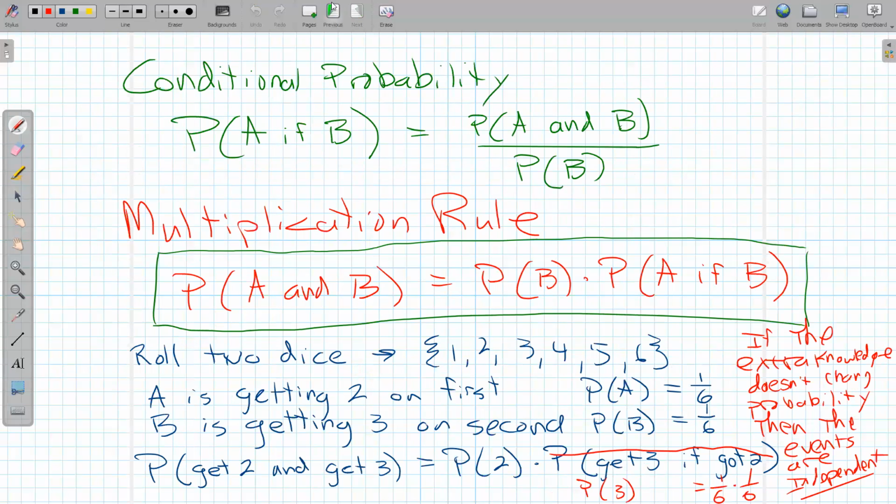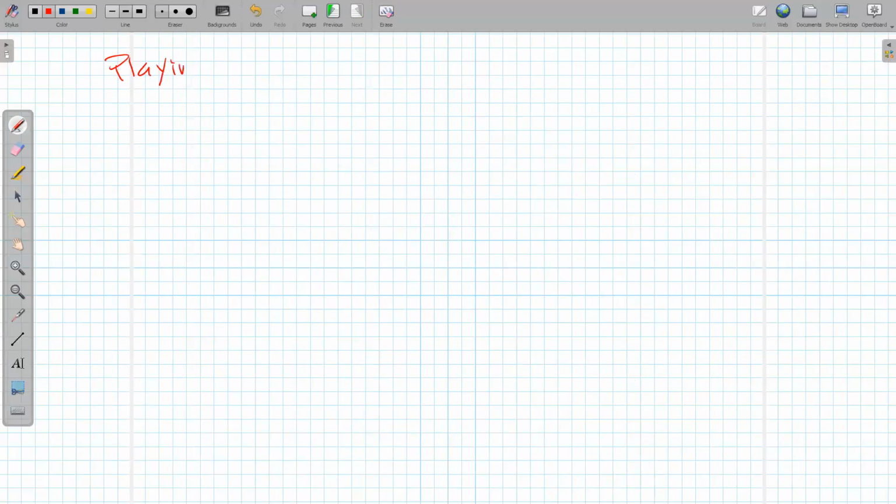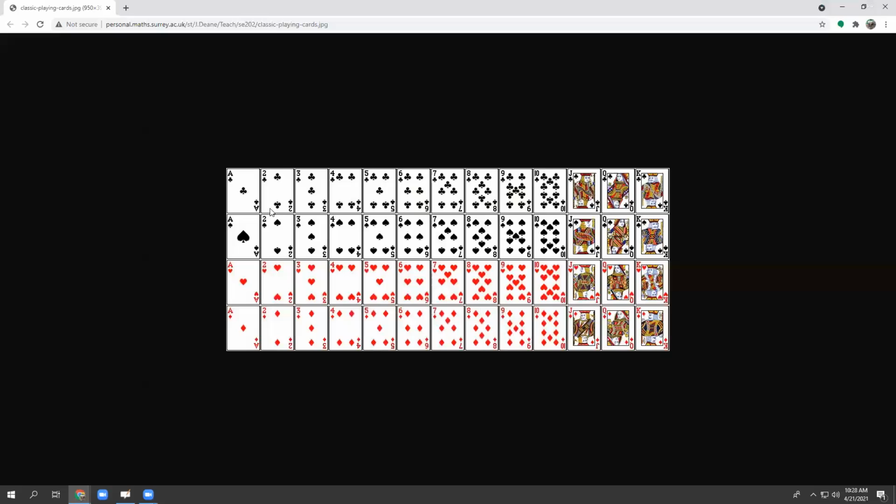So let's look at a different situation. Cards. So first, let's make sure we all know what playing cards look like. So here is a set of cards. We have 2 sets of black cards, and there's 13 in each set. So we have the black clubs and the black spades. We have the red hearts and the red diamonds. Ace is considered a 1 because there's one figure in the middle. So we have 1, 2, 3, 4, 5, 6, 7, 8, 9, 10. Then Jack, Queen, King, the face cards.